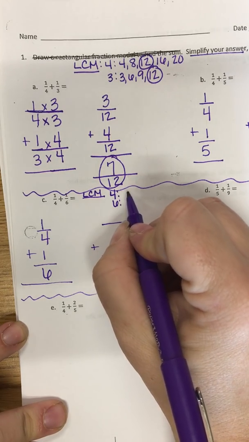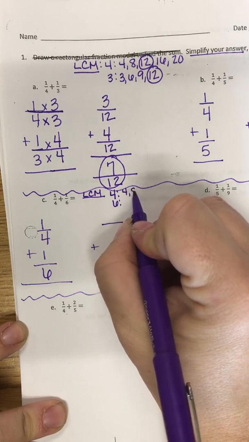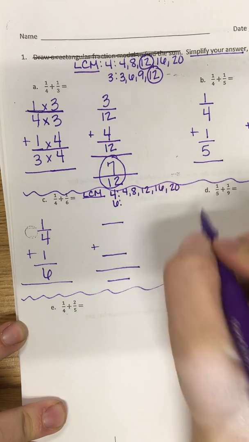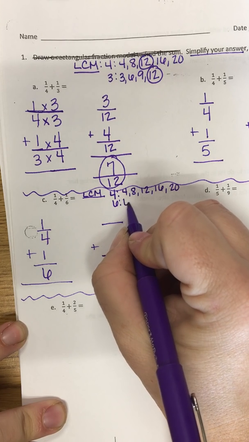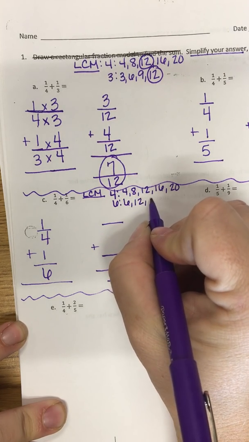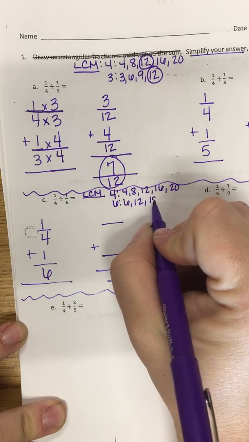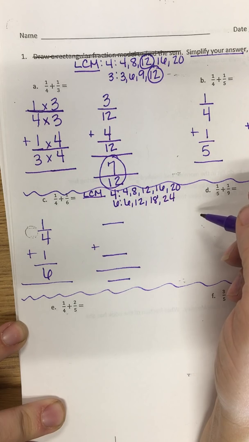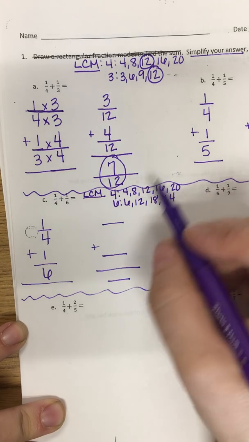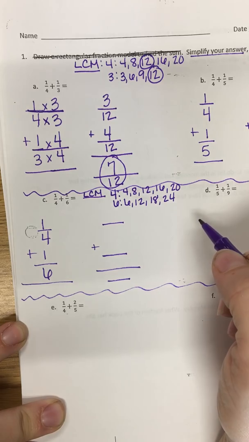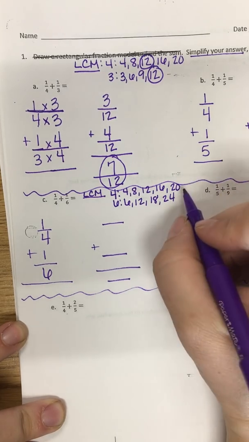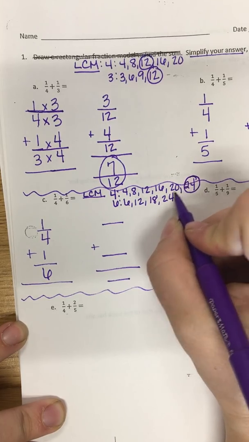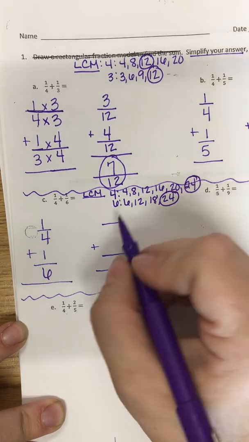So I'll start skip counting by 4. 4, 8, 12, 16, 20. And I'll go on to 6. 6, 12, 18, 24. I have not found a least common multiple between the two numbers, and my 6 multiples are now higher than anything I have for my 4s. So I'm going to go back and add some more 4s. So 20, 24, there it is. My least common multiple for 4 and 6 will be 24.